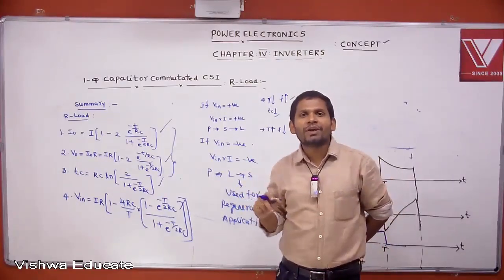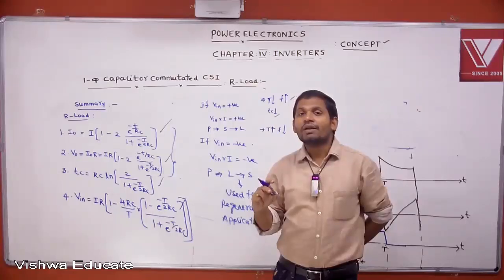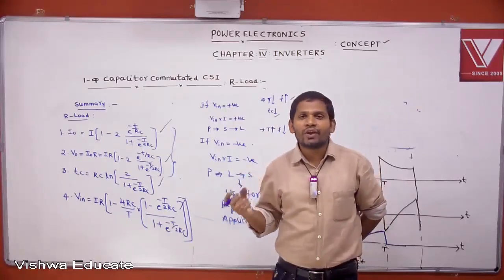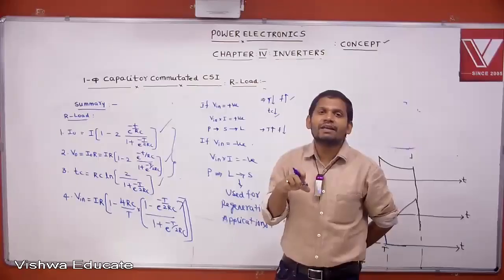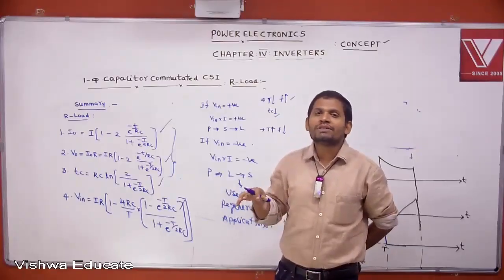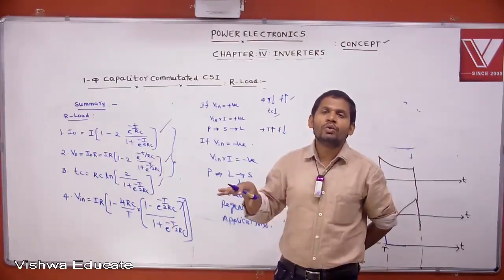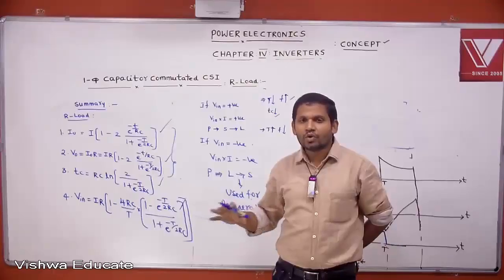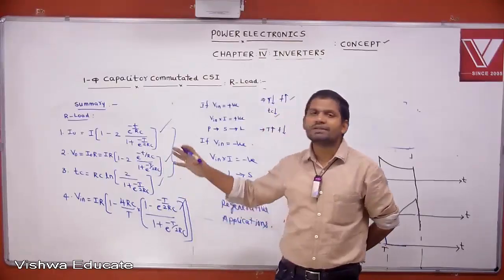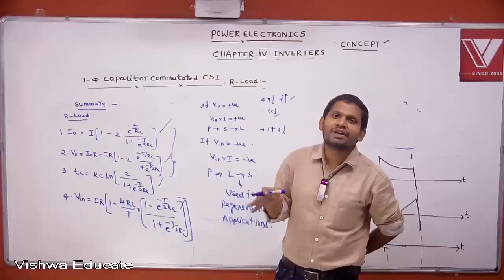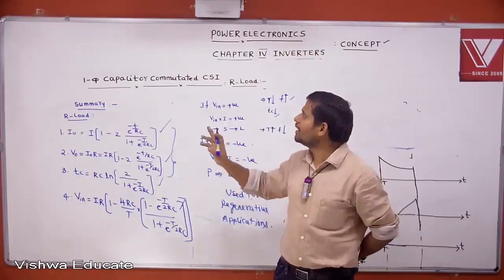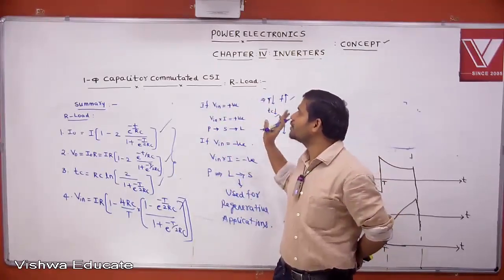To get the pure square waveform or the pure sinusoidal waveform, what design considerations can we use? How to design this capacitance value? How to set the switching frequency of these thyristors? All these I want to discuss. That is the practical design consideration of the inverter. That is the capacitor commutated current source inverter.